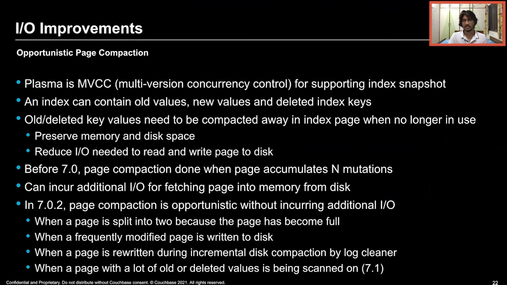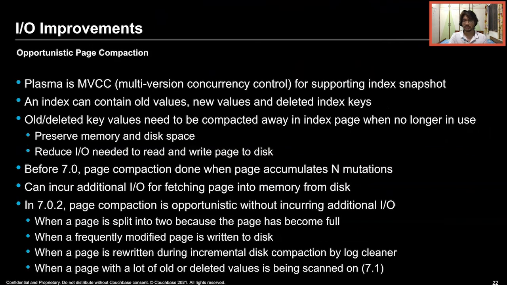This helps to preserve memory and disk space and also reduces the I/O needed to read or write a page to disk. Prior to 7.0, this compaction was done only when a page had accumulated some n number of mutations. To perform compaction, a page must be fetched into memory from disk, and this can be expensive. Therefore, from 7.0.2 onwards, page compaction has been made opportunistic to take advantage of the page lifecycle when it is naturally brought into memory. This means that it can be performed efficiently without incurring additional I/O.